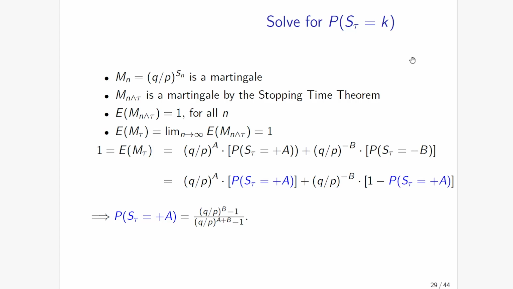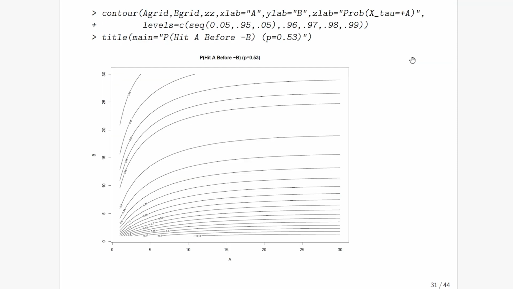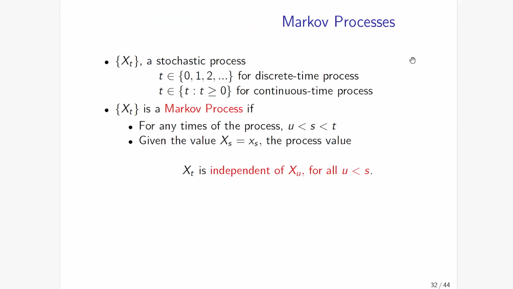All right, so here's just some R code that will graph these probabilities as functions of A and B. I think it's useful just to know that you can do something like this. You can graph the probability surface as it varies with the hit levels A and B. And here are contours of the different probabilities, which can also be graphed easily. And that finishes this initial discussion of martingales.